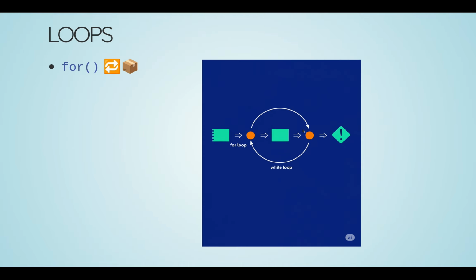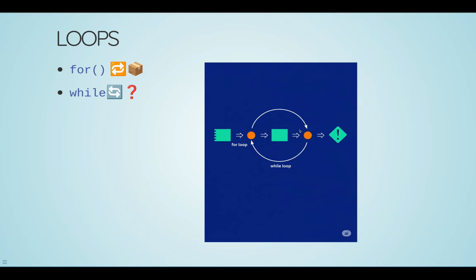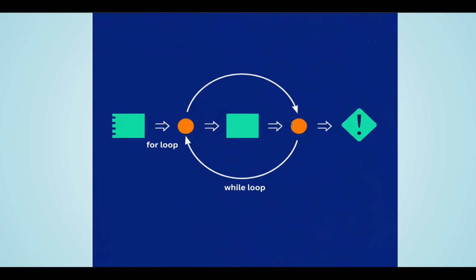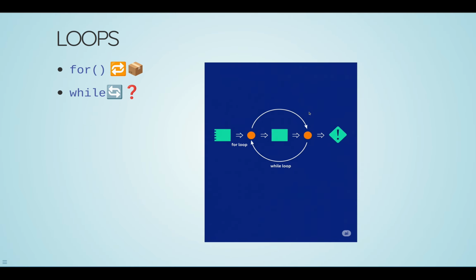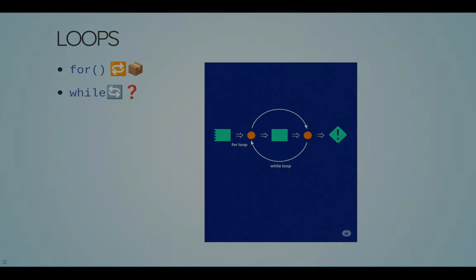Then we have the while loop. For the while loop, given a certain condition, you repeat the task. As long as the condition is true, it keeps running. Once that condition is false, it stops. Well, this is just a simple introduction to the control structures. In the next lesson, we'll see how they work.